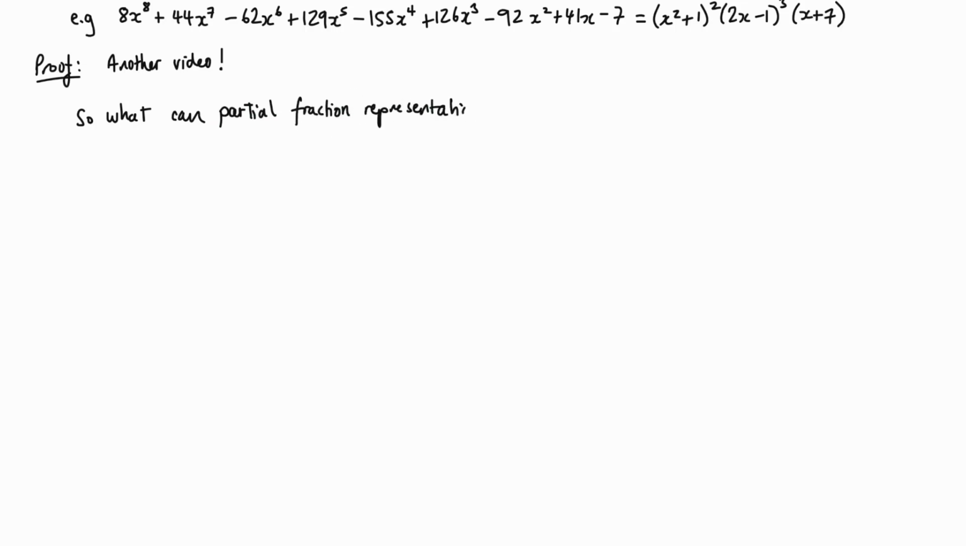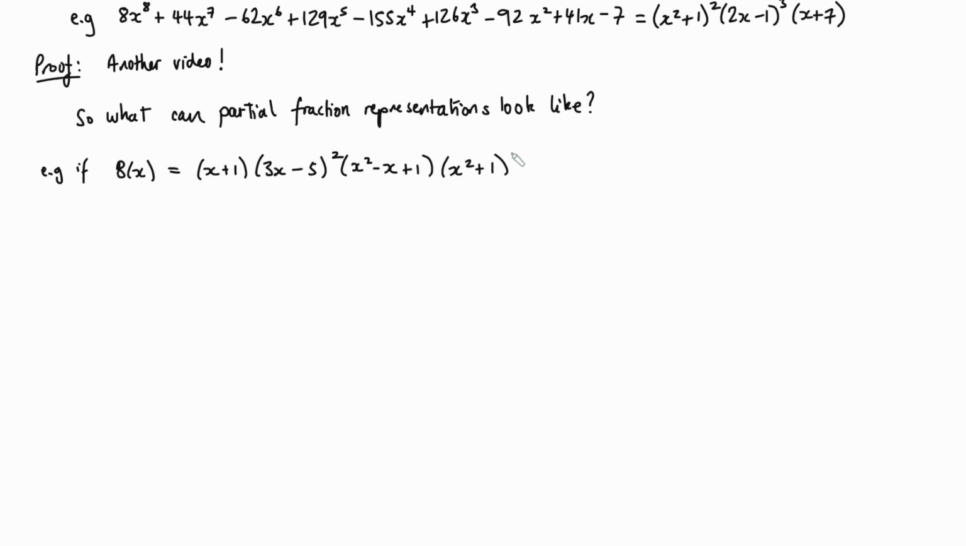But what does this mean for what the partial fractions representations can look like? Well, let's take an example. So if that b of x polynomial is x plus 1 times 3x minus 5 squared times x squared minus x plus 1 times x squared plus 1 cubed, then each set of partial fractions terms corresponds to one of these factors. So for the x plus 1, as you know from A-level maths, you would just get a term A over x plus 1. Now when you've got something like 3x minus 5 squared, what you get is B over 3x minus 5 plus C over 3x minus 5 squared.